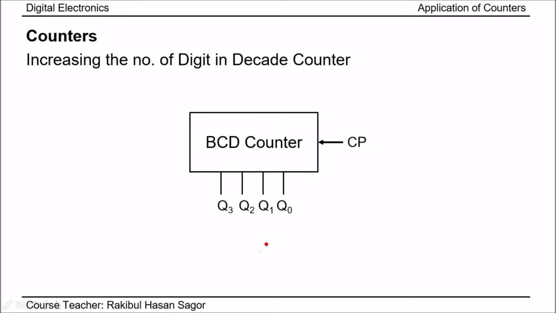What will be the procedure if we want to make a BCD counter that will count starting from 0 up to 99? That means it will start from 0, then 1, 2, 3, 4, 5, 6, 7, 8, 9, 10, 11, 12. So after 9, this BCD counter will become 0. Another BCD counter will give me 1 in the most significant bit. So having 1 in the most significant bit, if we have 0, 1, 2 again, so it will show 10, 11, 12. In this way, it will count up to 99. So how to increase the number of digits in decade counter? Let's see the operation.